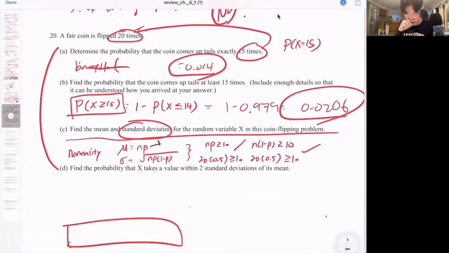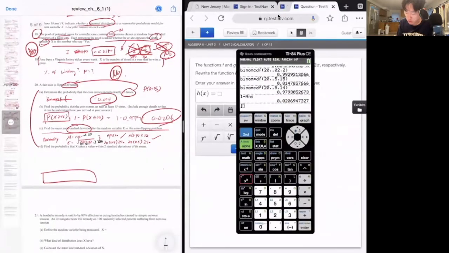So that's simply going to become 10. So the mean is 10. And the standard deviation is the square root of 10 times 0.5 times 0.5, which is 5. So square root of 5 here, which I believe is going to be 2.236. I just copied it from the answer key, but I can just show it to you guys here. It's going to give you the same thing.